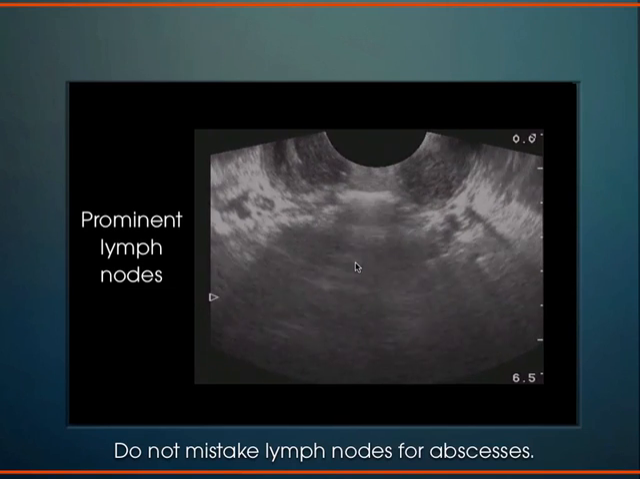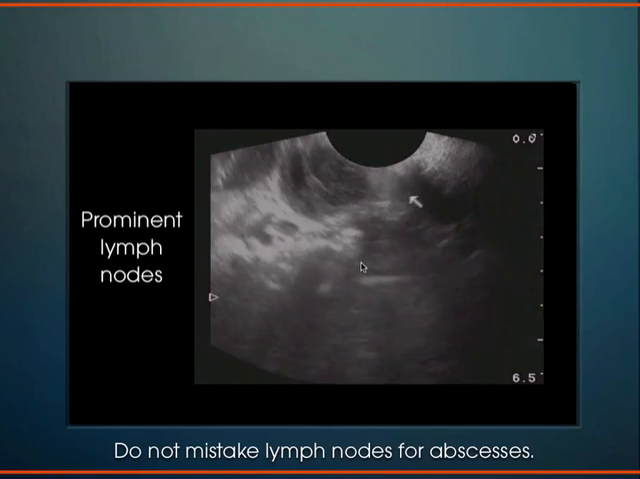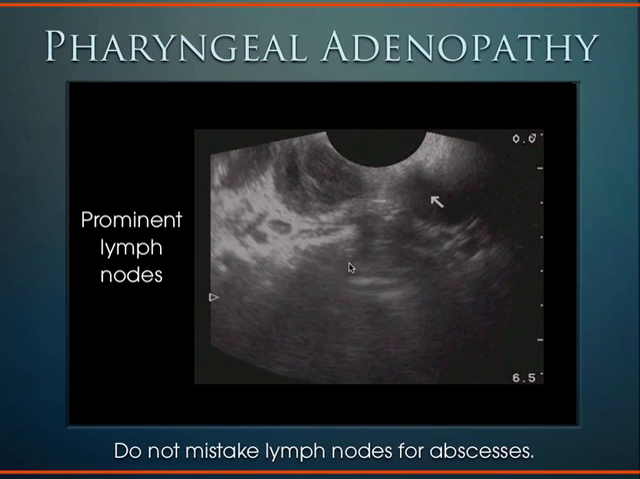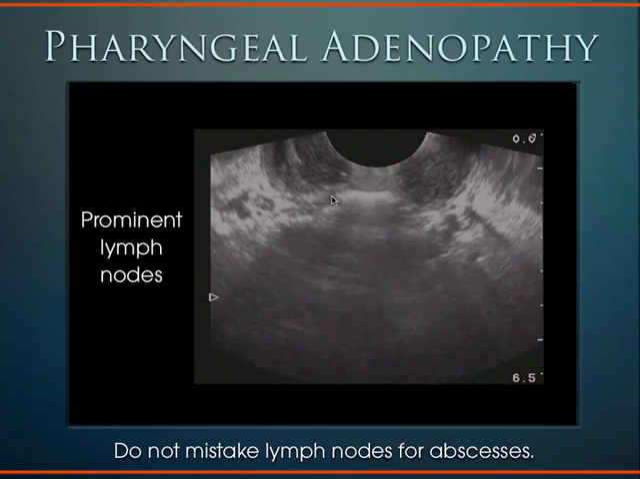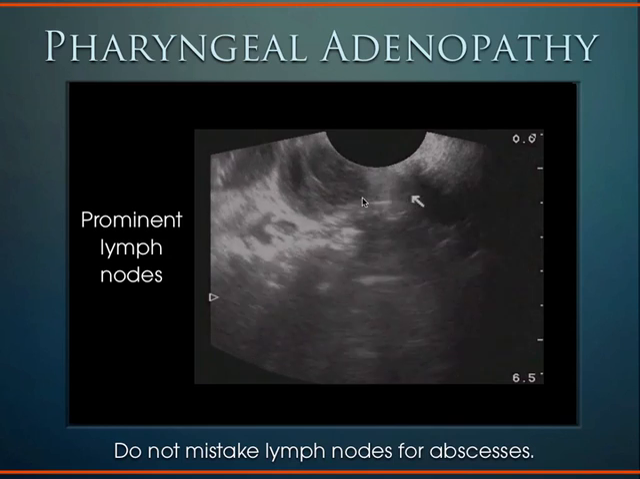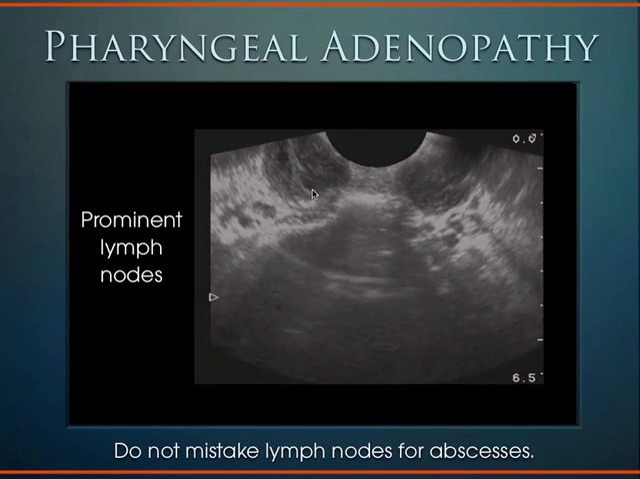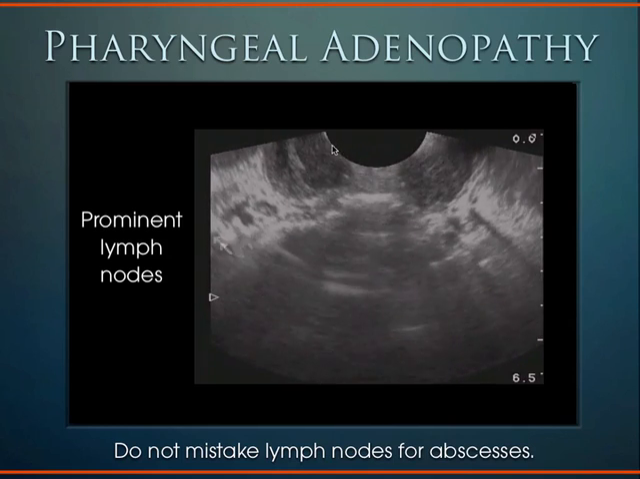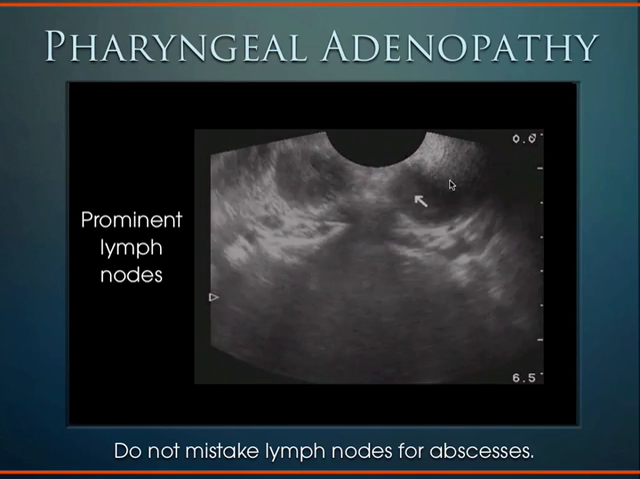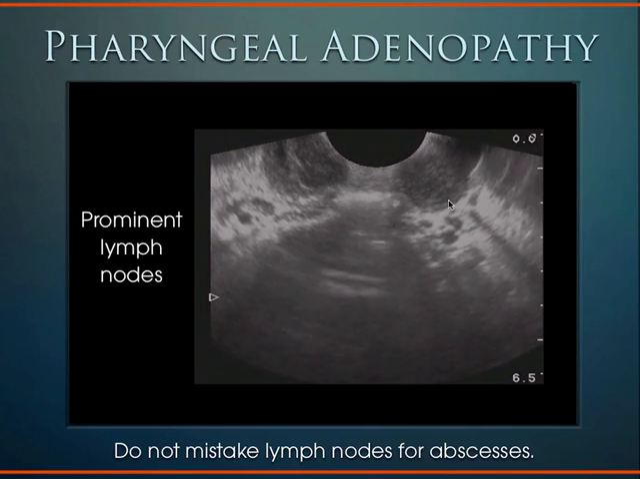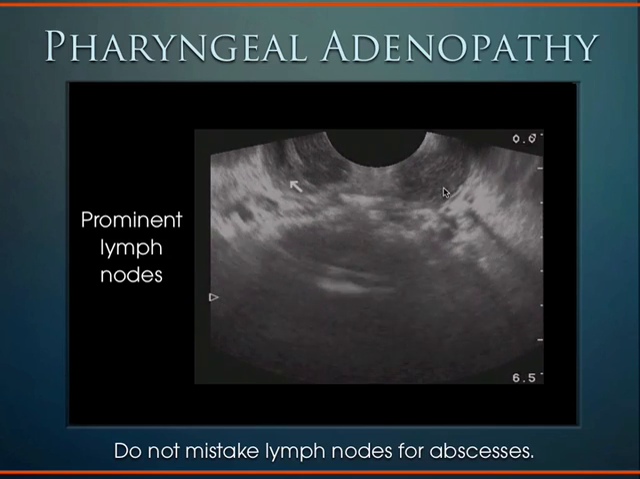Now, sometimes what you have instead are just pharyngeal lymphadenopathy. And so that's what these are here. These are not abscesses here. It looks kind of like that other abscess a little bit, but these are just enlarged lymph nodes. And we can see both lymph nodes here when the transducer's in a transverse plane. We can actually make out both of these lymph nodes.